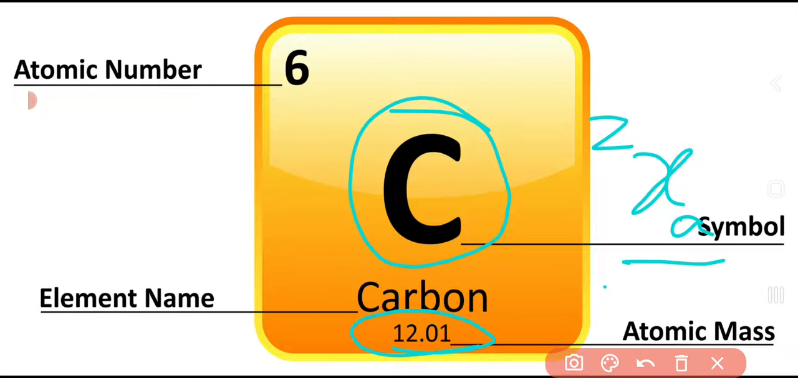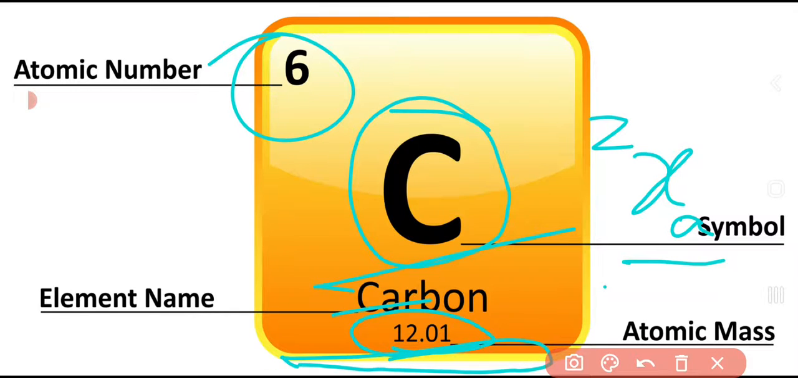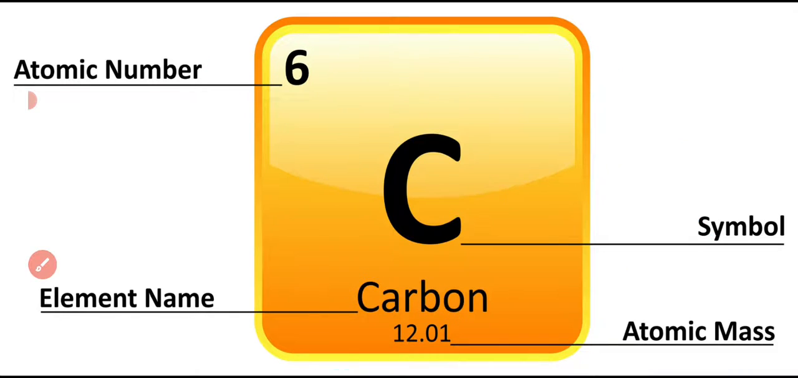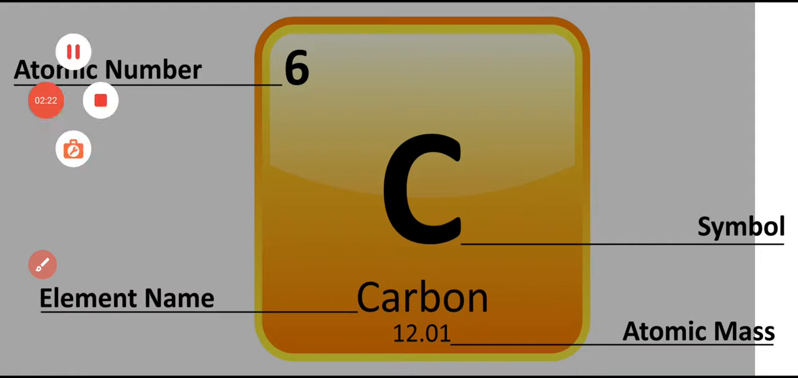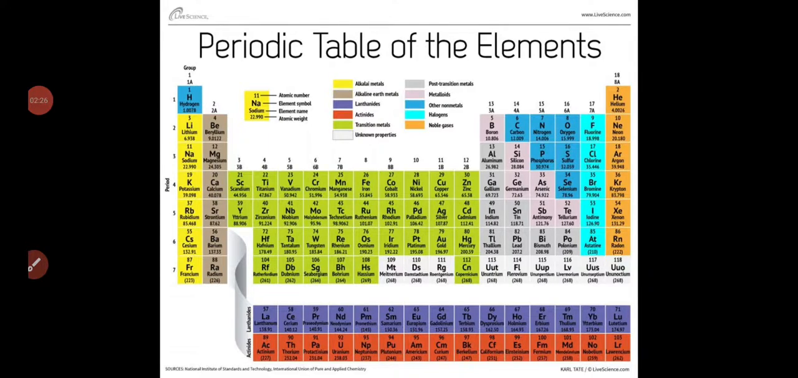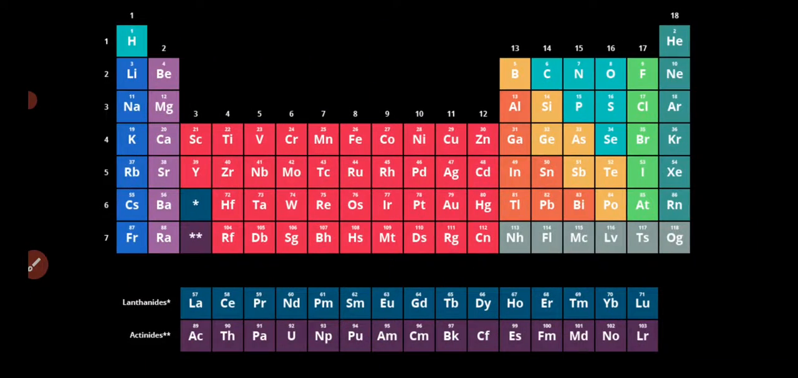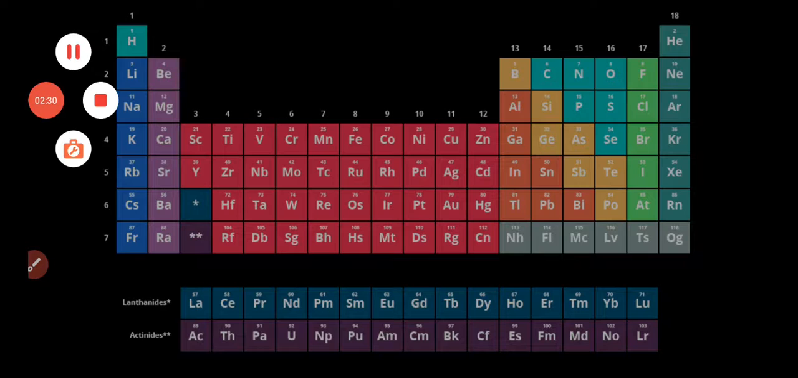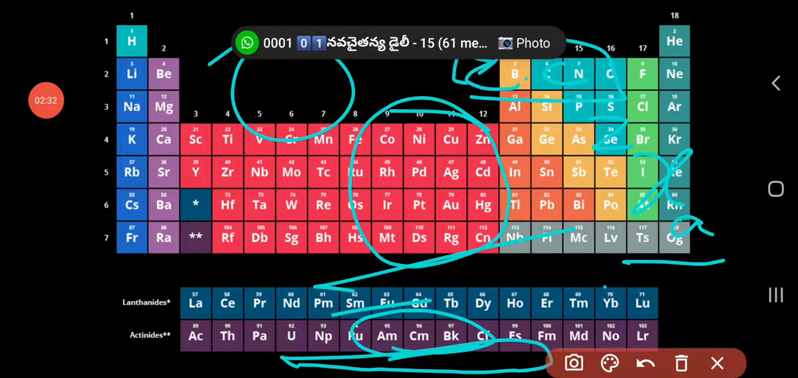In this way, every element's atomic number, symbol, name and atomic mass are represented. In some periodic tables, they also represent the electronic configuration below. So now you know the representation of an element. Now see the periodic table. In this periodic table, it is very nice to see.